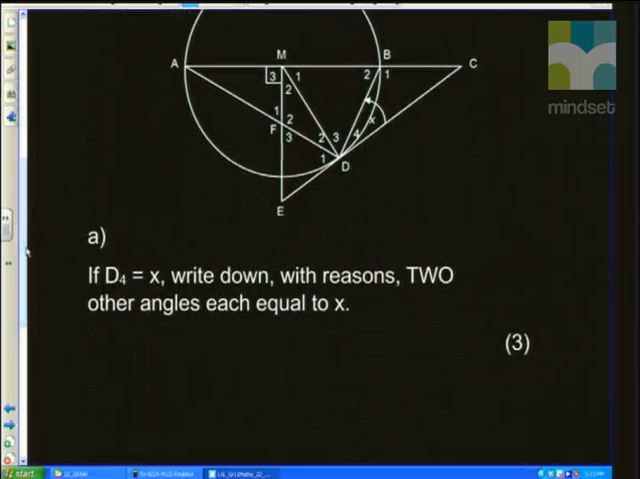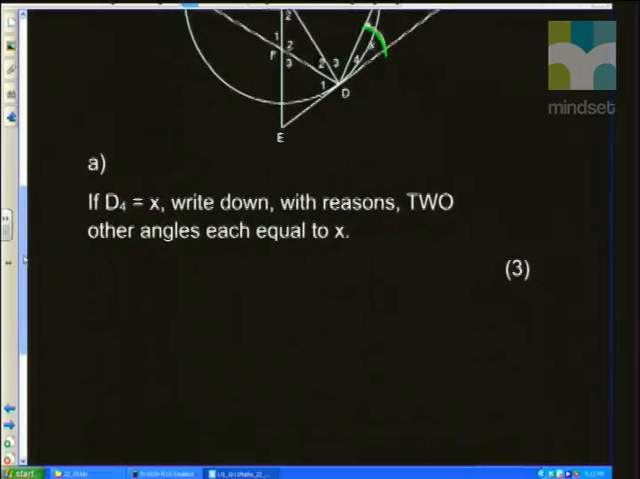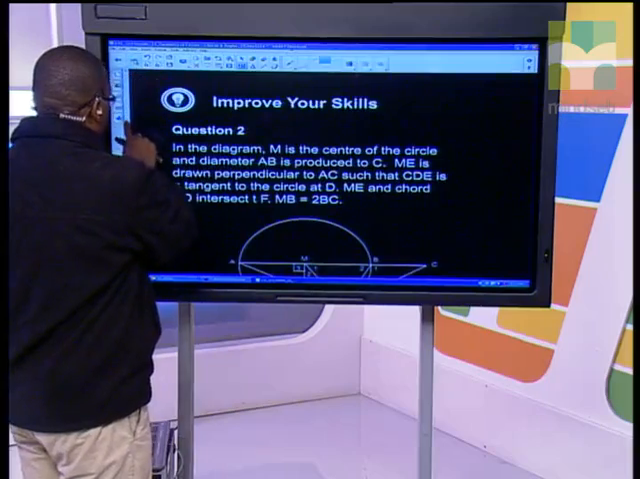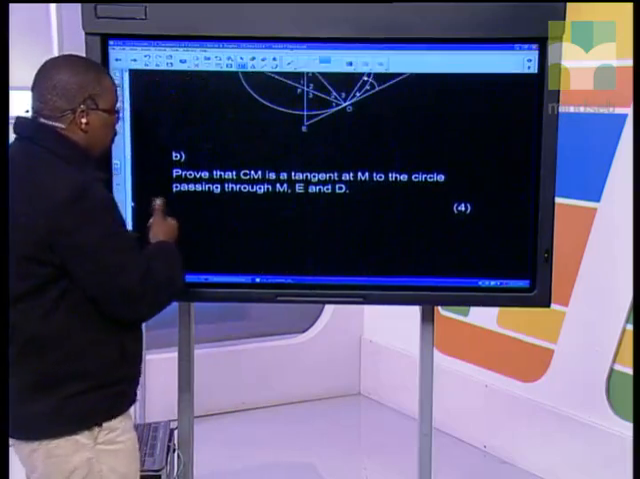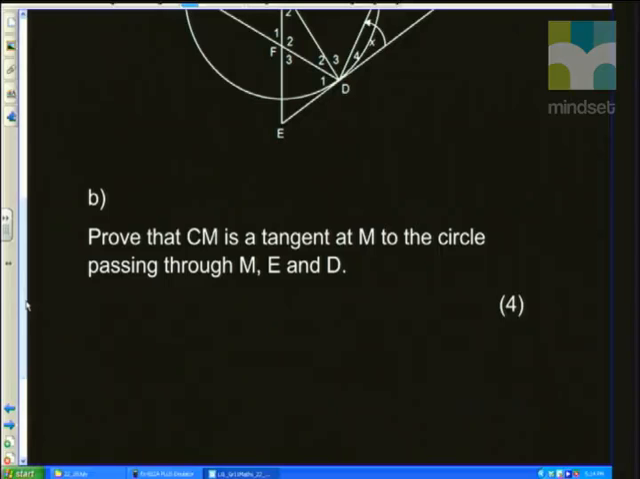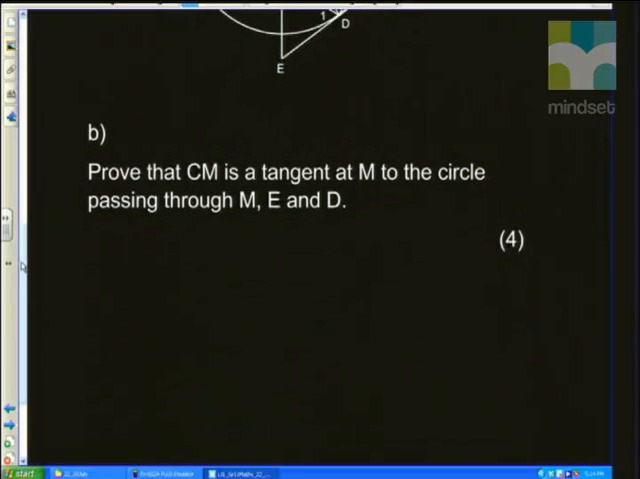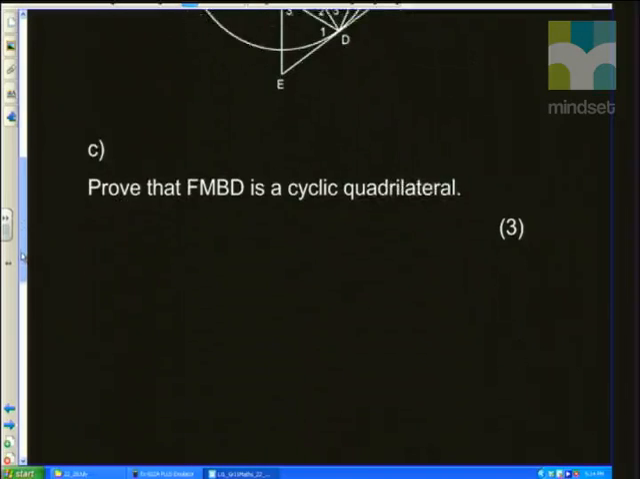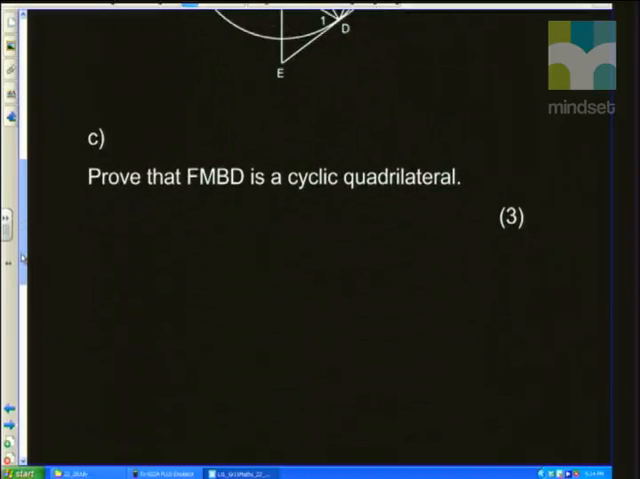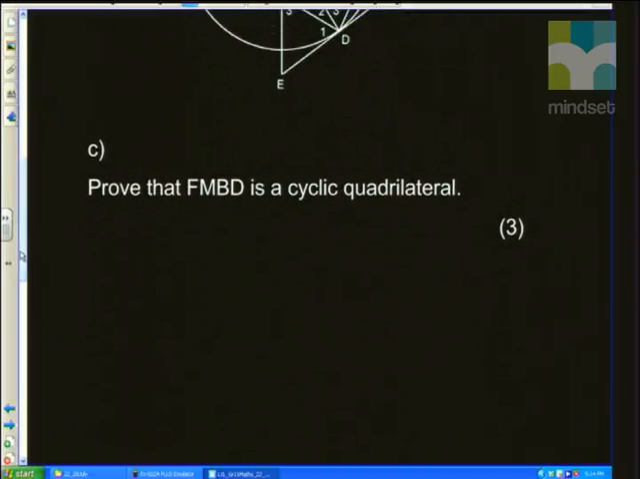First question, if D4 is X, write down with reasons two other angles that each equal X. You've got your 3 marks there. Your next question will be, prove that CM is a tangent at M to the circle passing through M, E and D. And then your next question, you need to prove that FMBD is a cyclic quad.